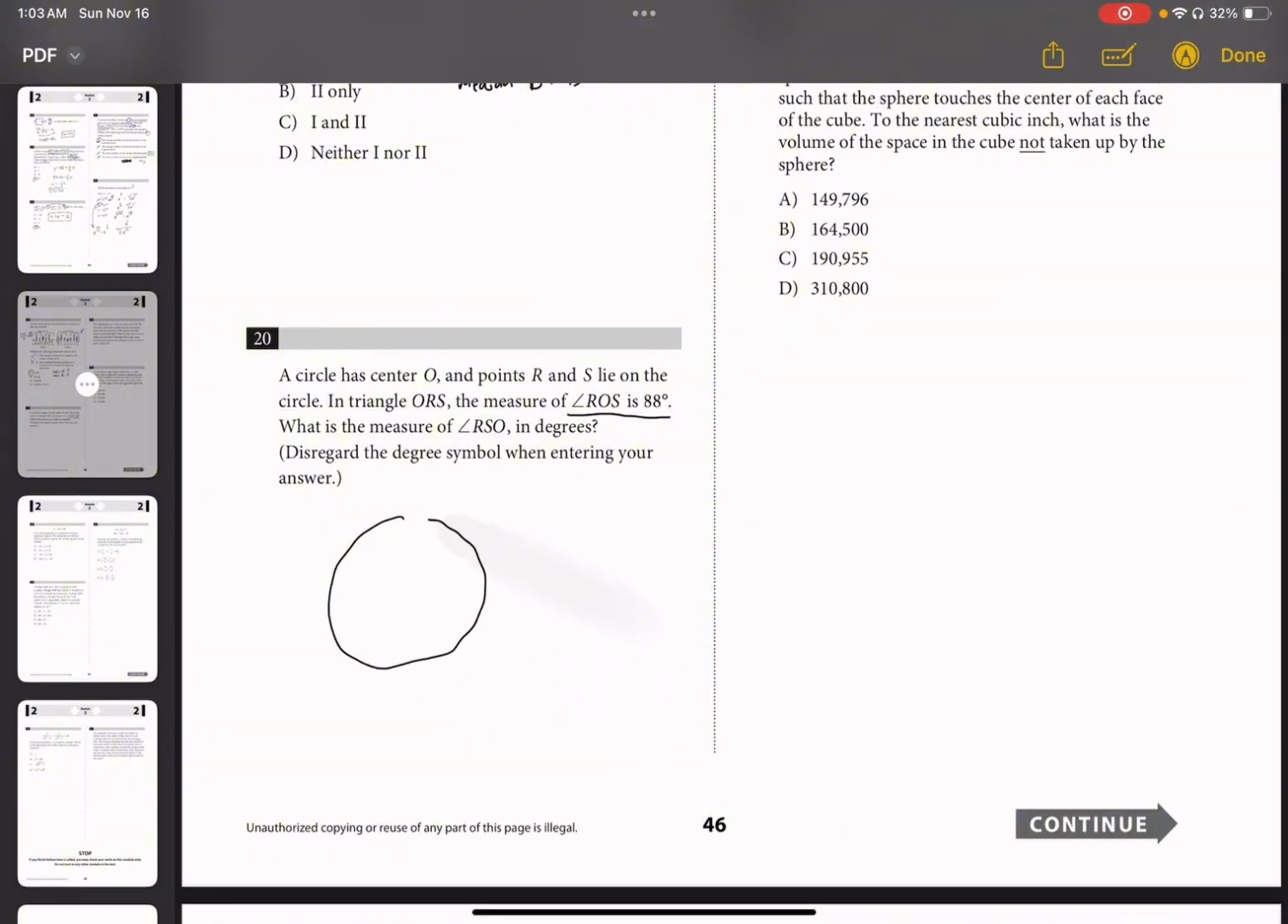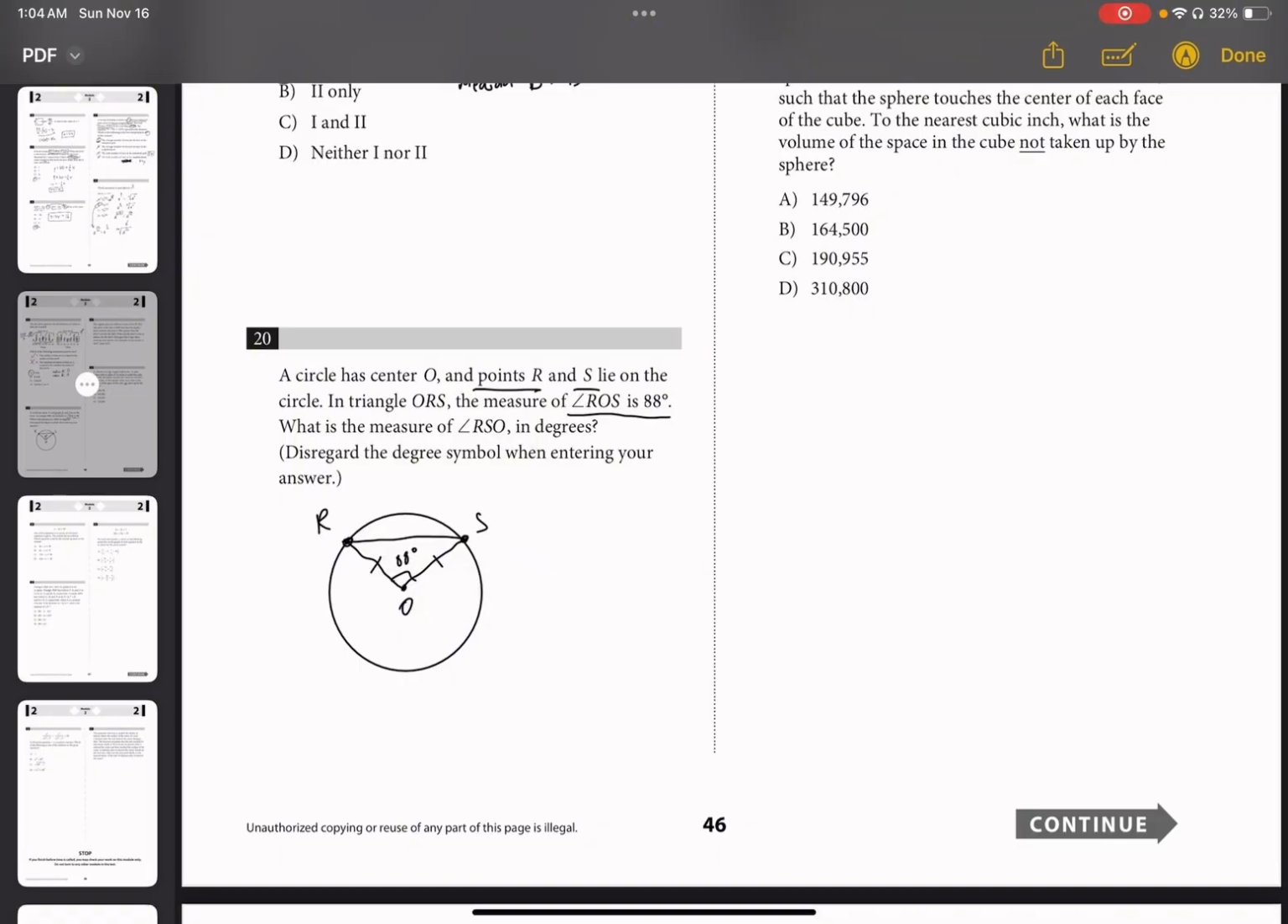Okay, so draw your circle. You have your center of O, and then you have points R and S that lie on the circle. So it's saying angle ROS is 88 degrees. What is the measure of RSO in degrees?